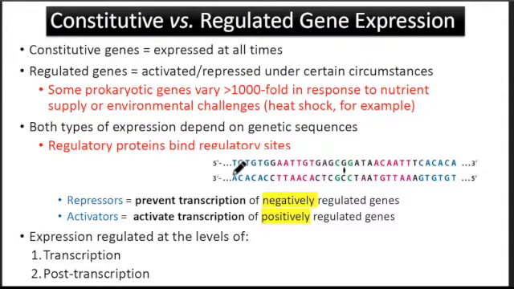And so this overall sequence is a palindrome, although the black ones are showing where they're different. Okay, but overall it's a palindrome. So we would expect a dimer to bind here. Okay, so repressors prevent transcription of negatively regulated genes, and activators activate positively regulated genes.